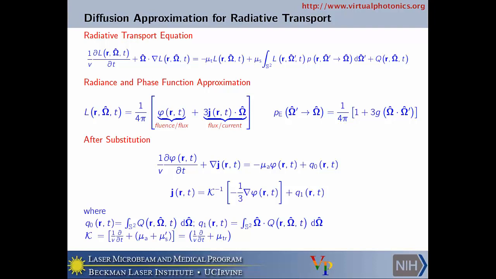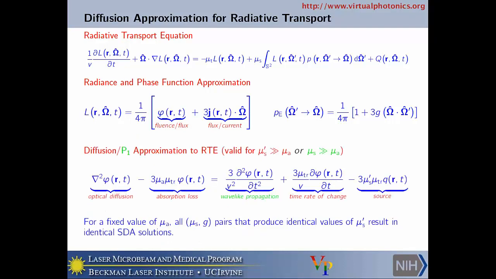I neglected to mention that we also have to approximate the source. The source will be re-expressed in terms of an isotropic term and a directional, flux term, which are called Q0 and Q1, defined here. Q0 is just the integral of Q over all 4 pi solid angles, and Q1 is the directionality of the source. The second equation relates the flux with the spatial gradient of the fluence rate and the directionality of the source. I can then use these two equations to eliminate the flux, because the flux appears in both places, and then we get a single partial differential equation for the fluence rate related to the source.